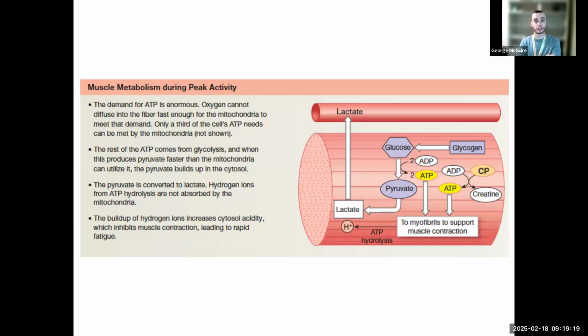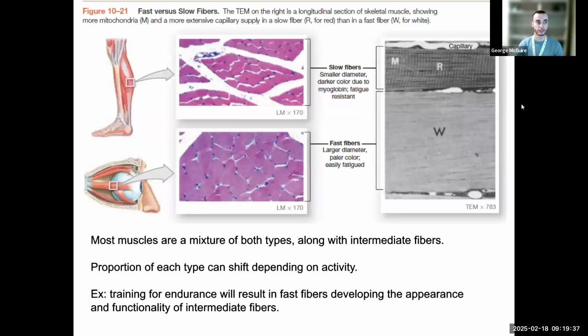So that's when we start to feel that fatigue, that sluggishness in our muscles, is due to the buildup of these protons from anaerobic respiration, thus increasing the acidity and slowing down those muscle contractions. They are less able to actually contract. Okay. So that's how our muscles fuel ourselves.